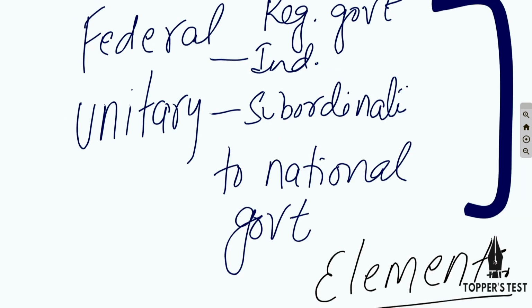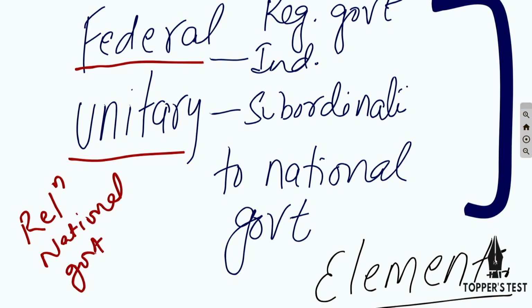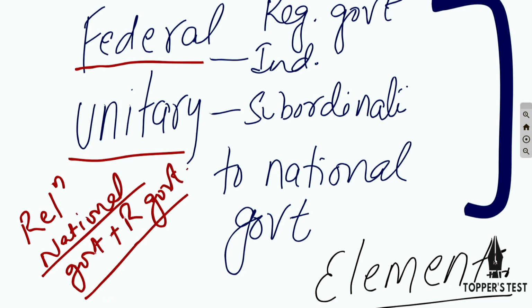Another classification is based on what is called federal unity. It is based upon the relationship between national government and regional governments. So we have two words here. Federal means the regional government. Like in India, we have state governments, like the government of UP, and we have the government of India. So the government of UP is the regional government.